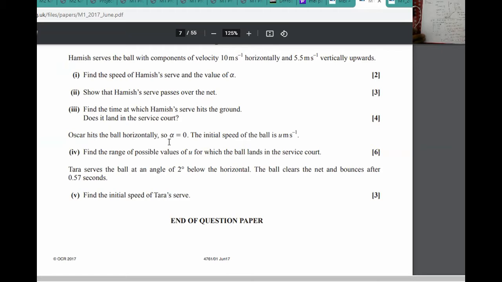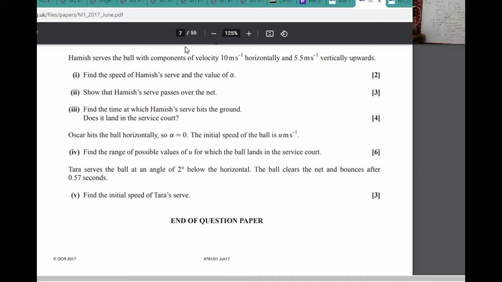Horizontal ball speed means what? There's no vertical speed going up at all, okay? Thrown the ball horizontally, just straight in that direction. Still, the ball will travel in projectile motion and will come down. So speed is u. Find the range of possible values of u for which the ball lands in the service court. This is a good one.